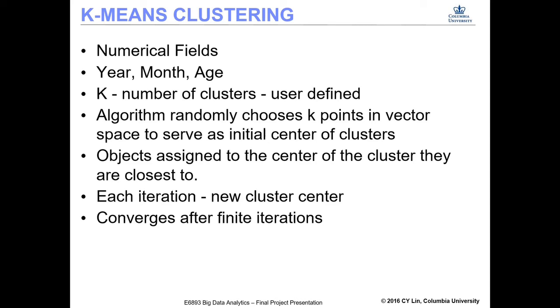The algorithm randomly chooses k points in that vector space where these points serve as the initial centers of the clusters. After this, the objects are all assigned to the center of the cluster they are closest to. For each iteration, a new center for the cluster is computed by averaging the feature vectors of all objects assigned to it. This complete process is iterated over and over again till all the points converge after a finite number of iterations.